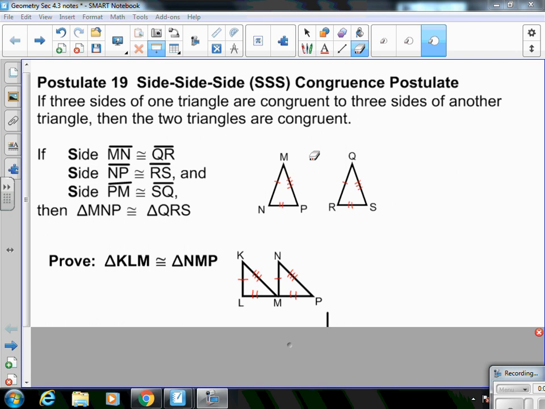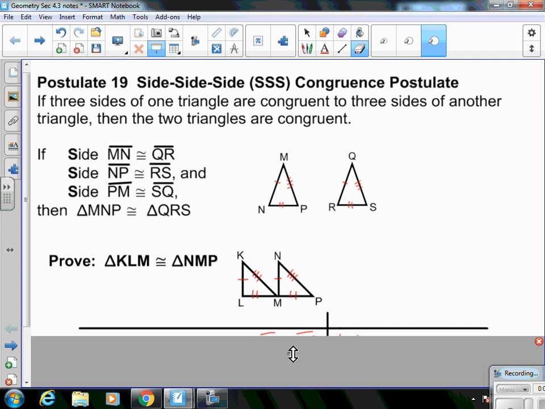All right, so we want to prove that triangle KLM is congruent to triangle NMP. This is actually one of the easiest proofs we'll ever do. There's not a given statement, so we're taking our given from the picture. From the picture we can see that side KL is marked congruent to NM, LM is marked congruent to MP, and KM is marked congruent to NP, so that's our given.